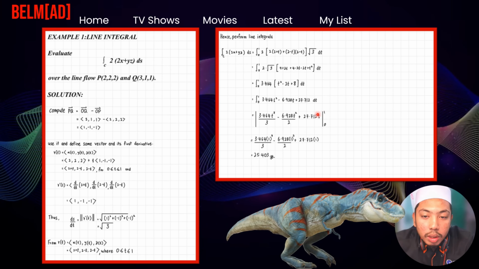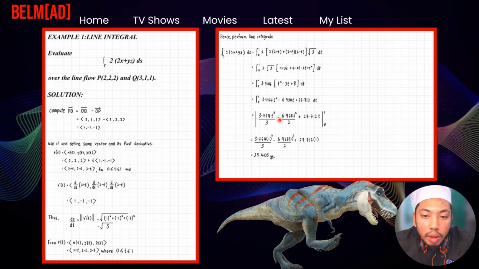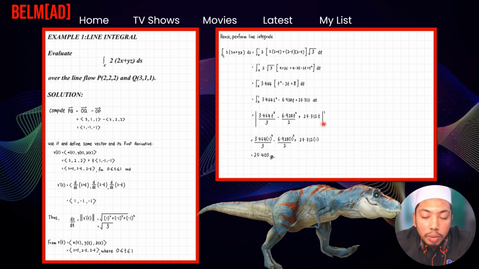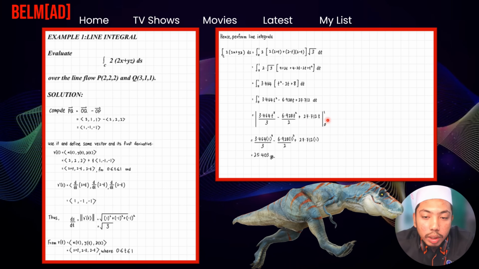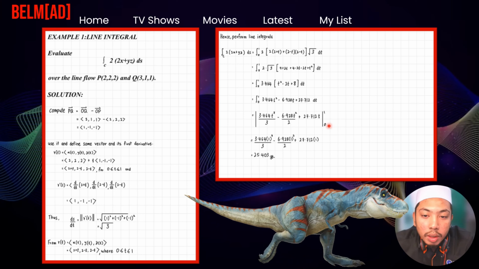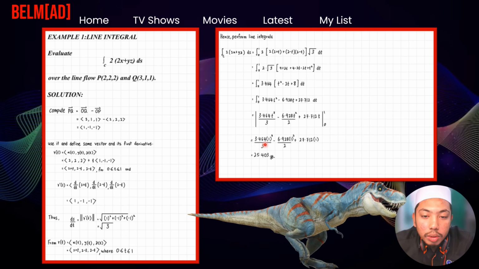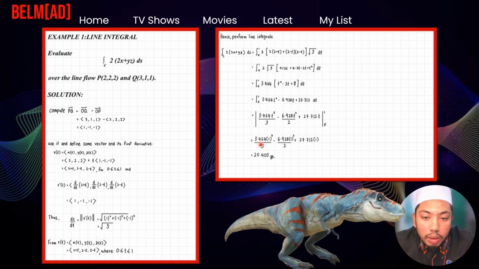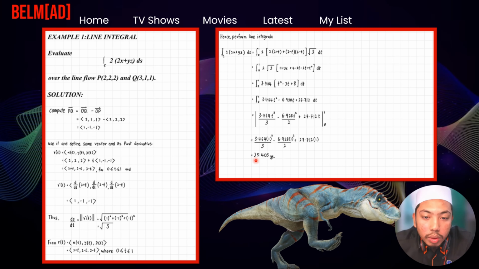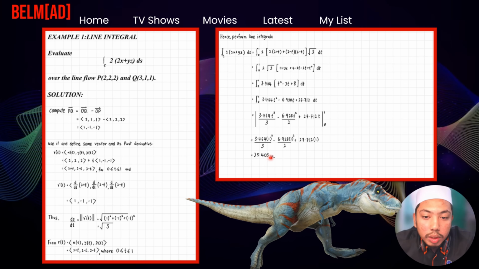Then substitute 1 into every t for the upper limit and 0 for the lower limit. After you substitute, you get the answer, which is 25.403.